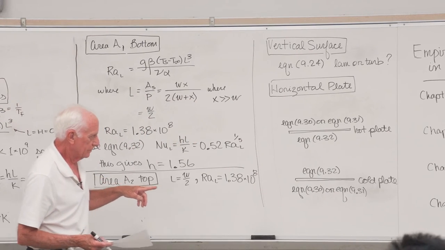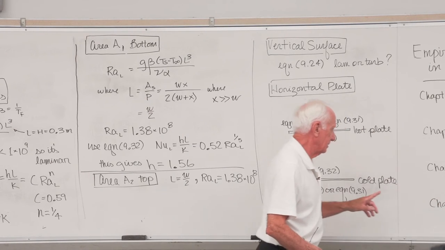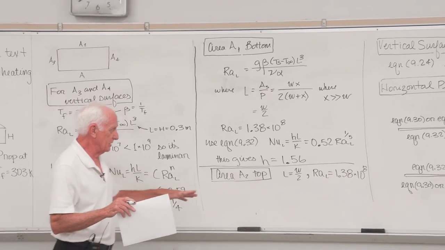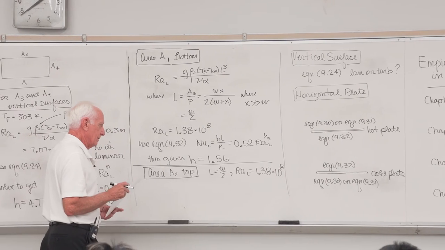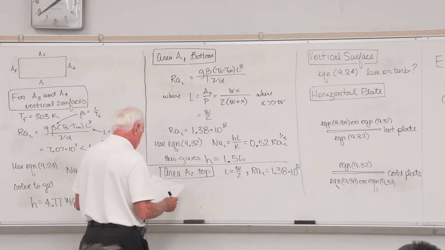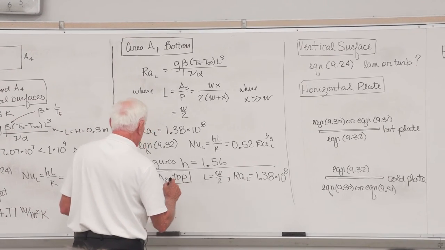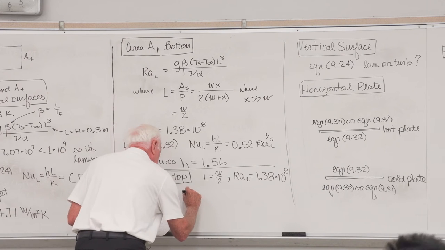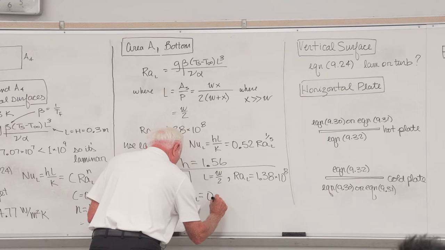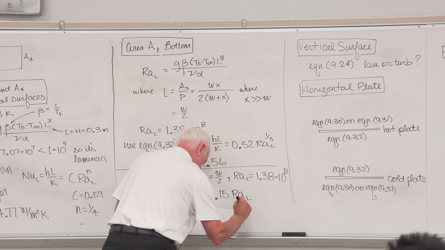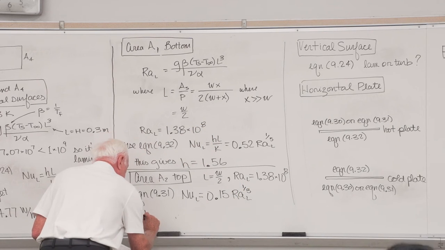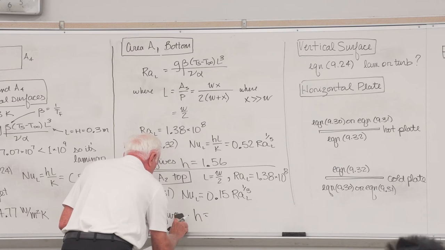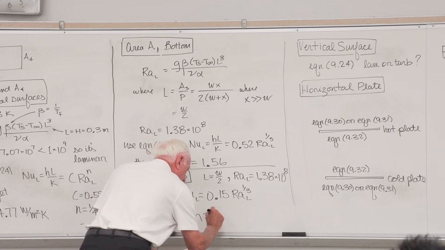There's a table that gives you C and N, depending on where you are on the Rayleigh number. There's two values of C and N, depending on where the Rayleigh number falls in the range of values given in it. So, I'll put them down here. This is equation 931. Yeah, top equation 931. Nusselt L, 0.15, Rayleigh L raised to the power 1/3. This gives H equal 5.47.